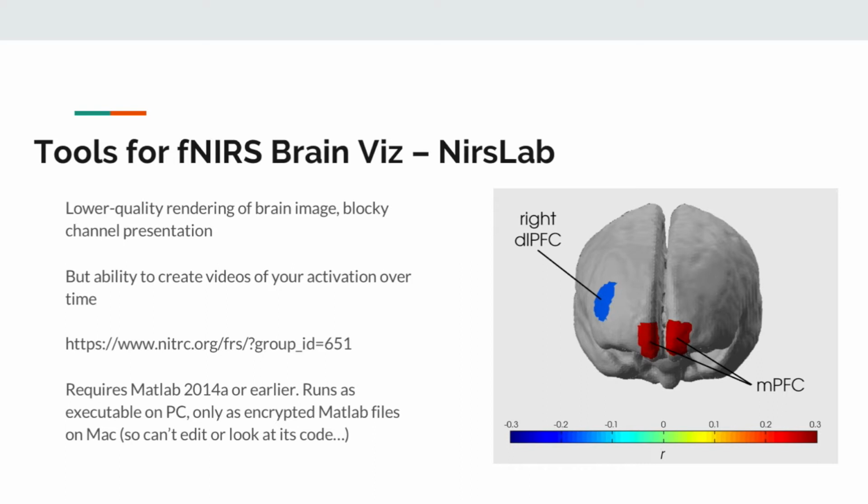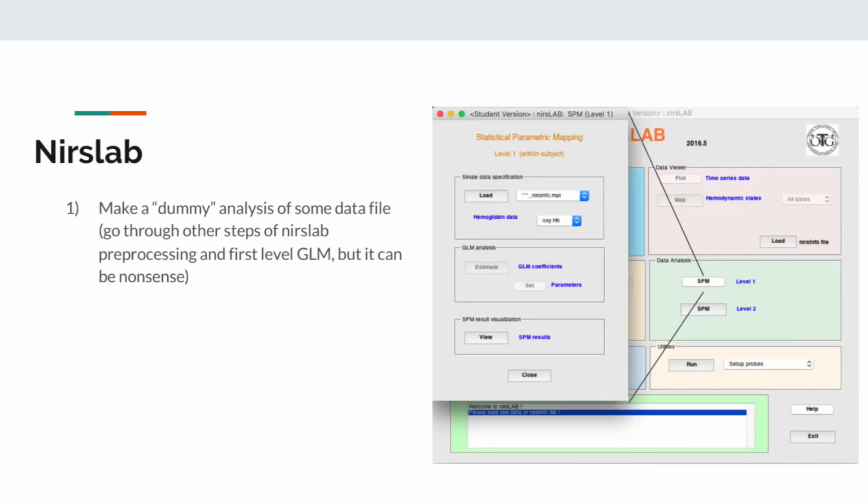Another downside of this is that it requires MATLAB 2014a or earlier. And it runs as an executable on PC, but only as encrypted MATLAB files on Mac. So you can't edit or look at the code that it's using under the hood. For using NewsLab to visualize data, you can do a basic preprocessing and general linear modeling in NewsLab itself.